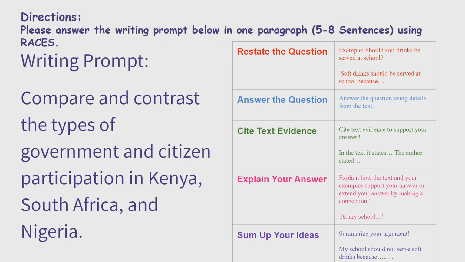And the writing prompt is, please compare and contrast the types of government and citizen participation in Kenya, South Africa, and Nigeria. Thank you so much. One moment, sorry. I got a little ahead of myself. I was going to say, if you are not done with this, please feel free to pause, so you have plenty of time to write down that question on your last sheet of paper so that you can work on answering it. And if you need the notes for RACES, write those down as well.